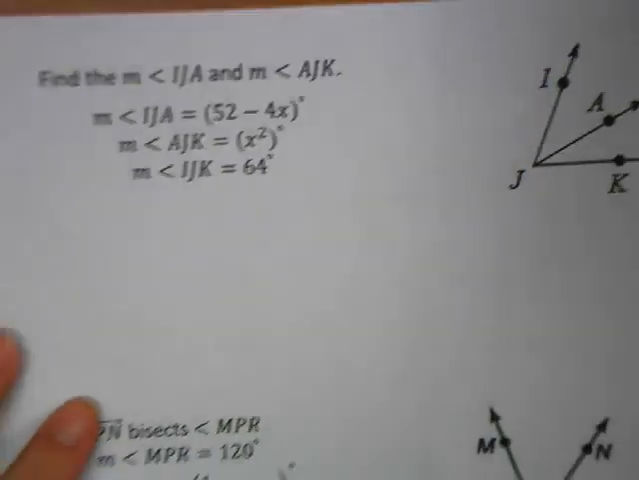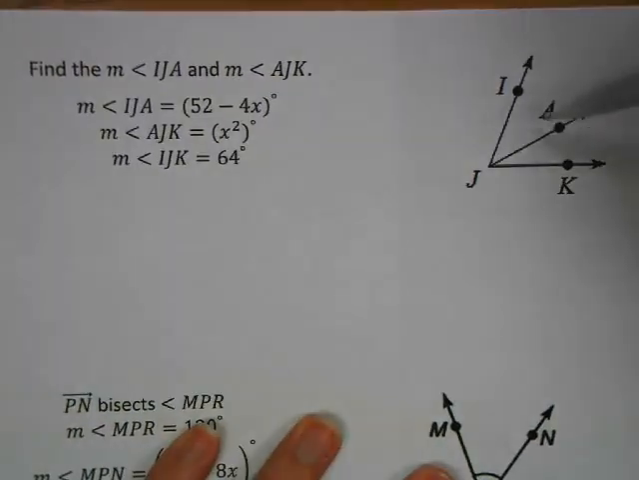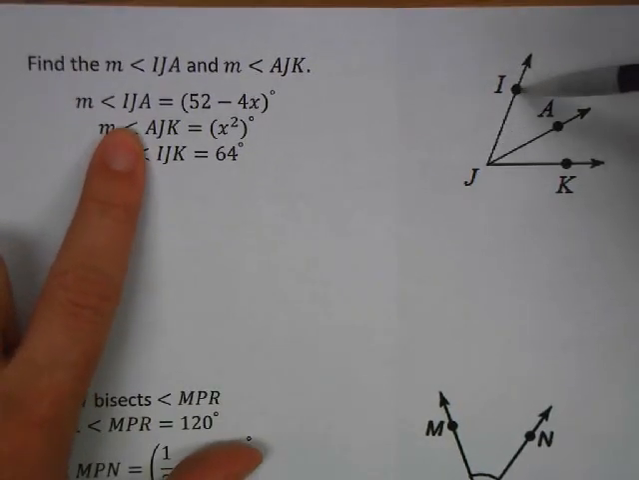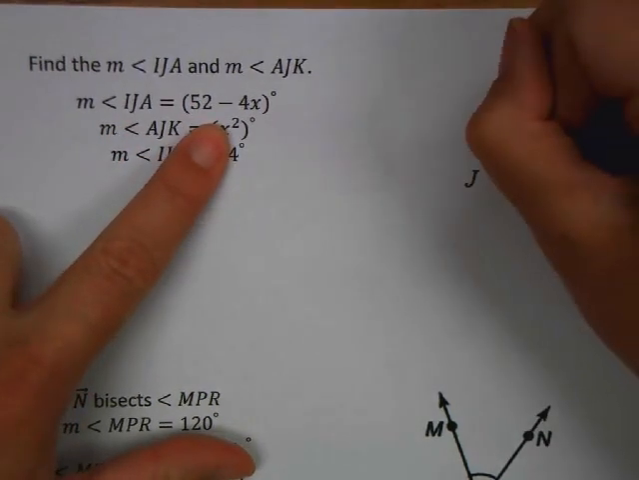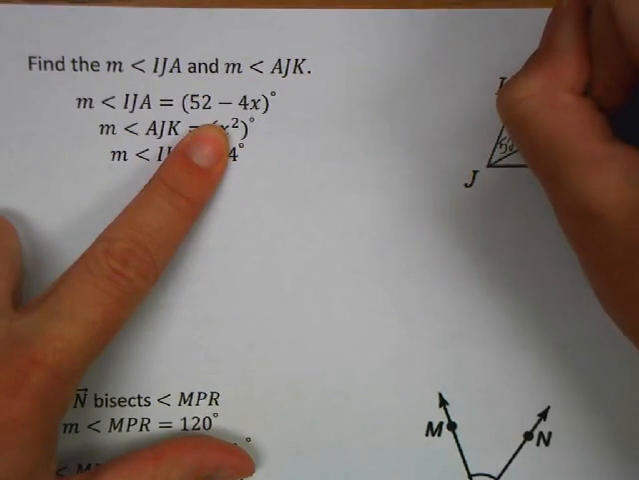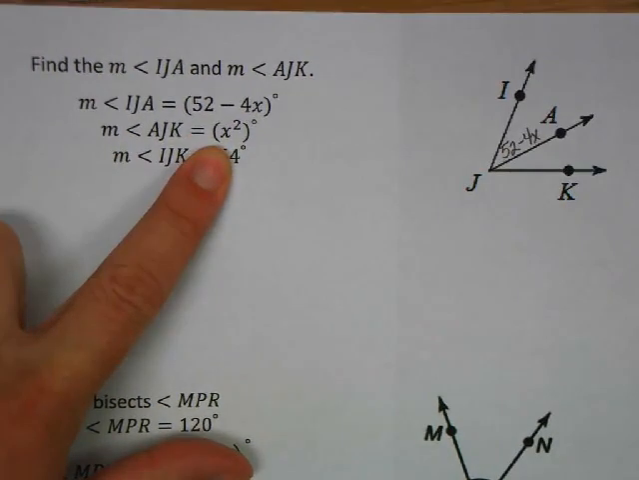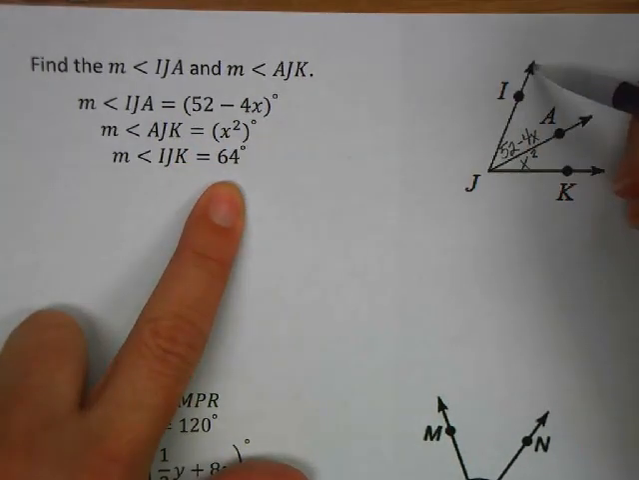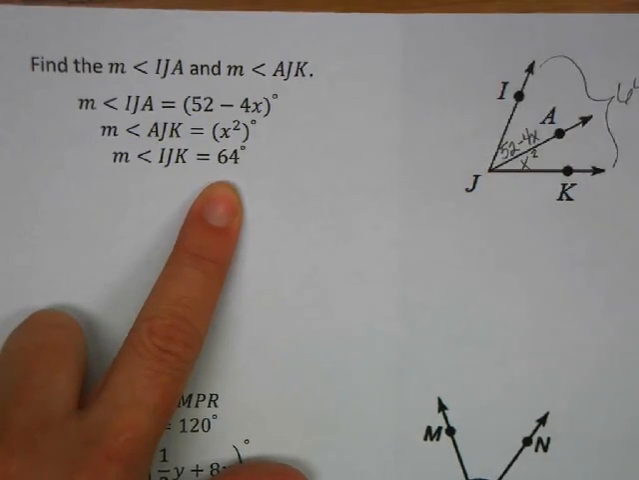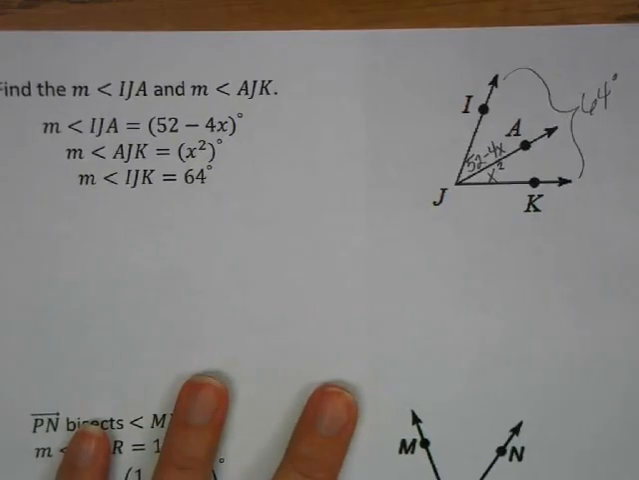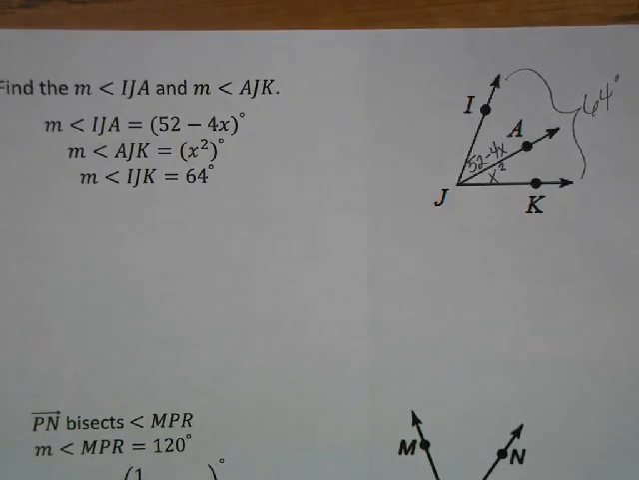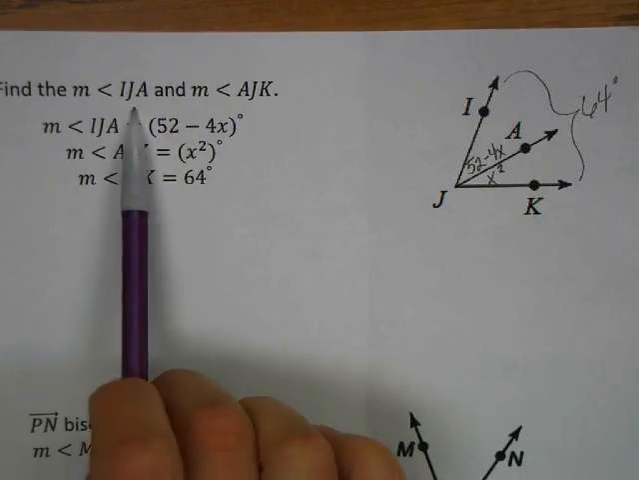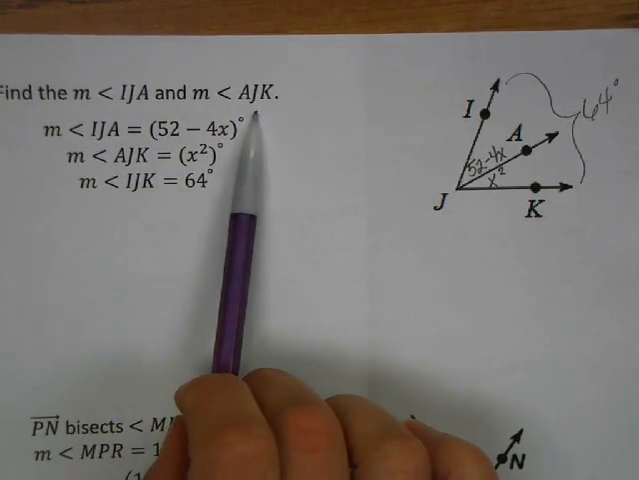So opening up the first example up at the top, we have a diagram. We have the given information. Angle IJA is represented by the expression 52 minus 4x. Angle AJK is given by the expression x squared. And we're also told that the whole angle IJK, this whole thing, is 64 degrees. So I like to just give myself that visual, substitute in that given information. And I'm told I have to find the measure of angle IJA and the measure of angle AJK.